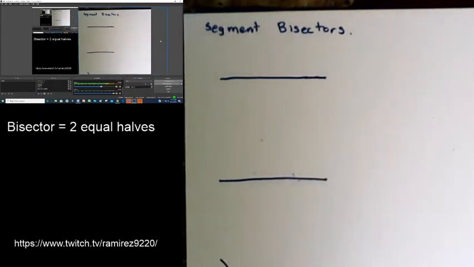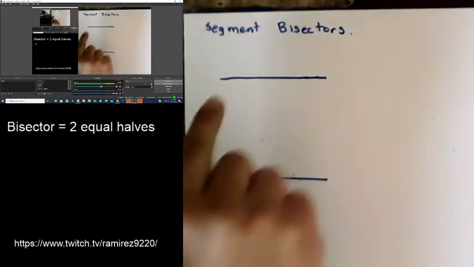Good afternoon, guys. So today I'm going to go ahead and talk about bisectors, just in general. So we have segment bisectors, we have angle bisectors, we even have perpendicular bisectors, okay? But just know that in general, to bisect means to cut in half, basically.